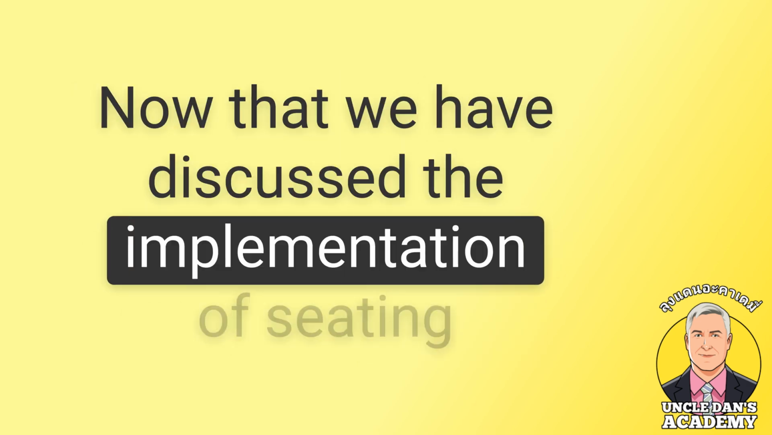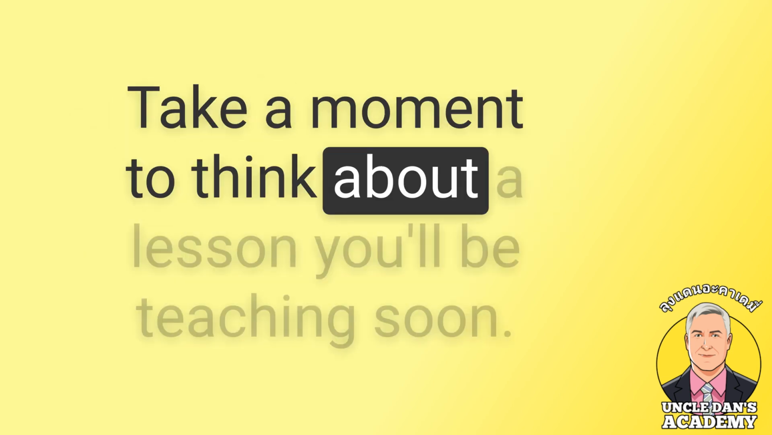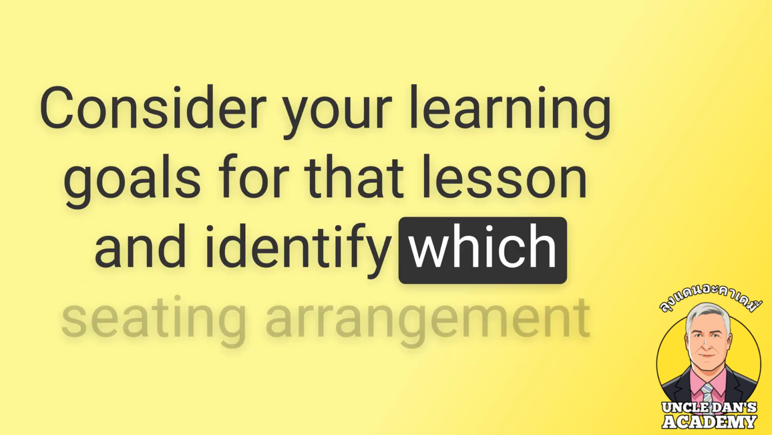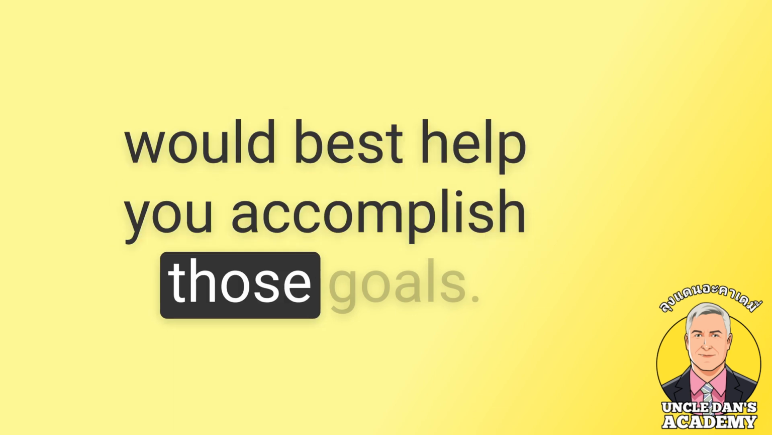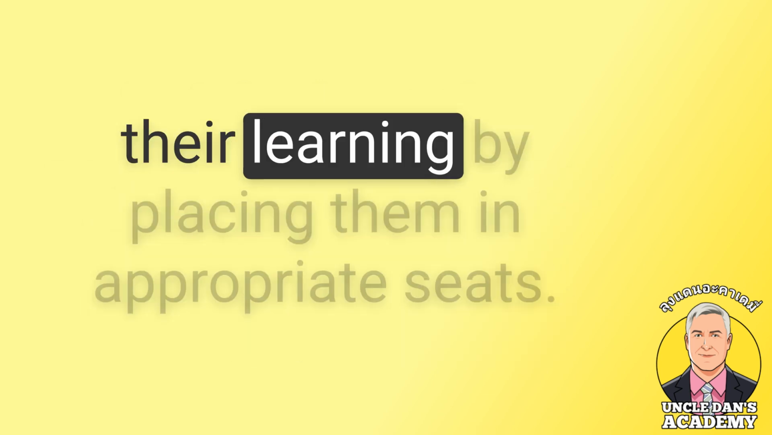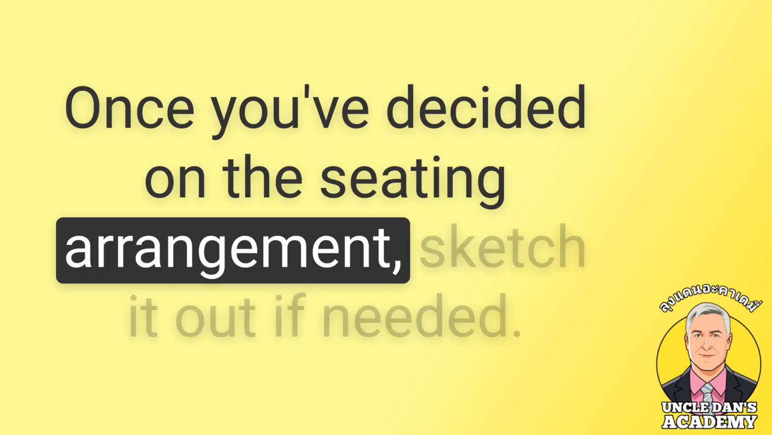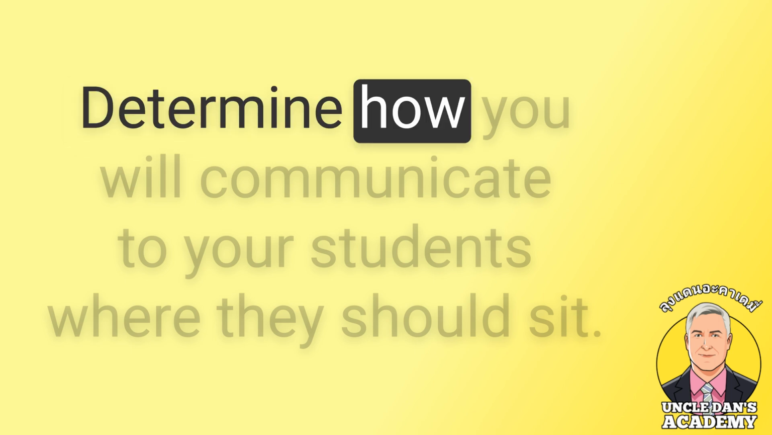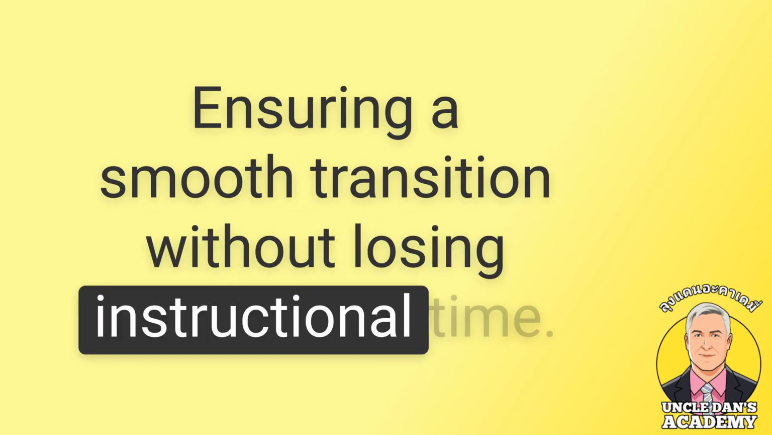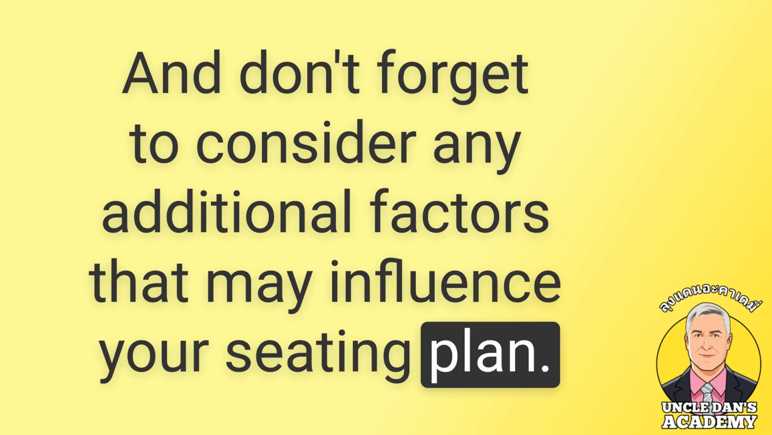Now that we have discussed the implementation of seating arrangements, let's put our knowledge into action. Take a moment to think about a lesson you'll be teaching soon. Consider your learning goals for that lesson and identify which seating arrangement would best help you accomplish those goals. Think about the specific needs of your students and how you can maximize their learning by placing them in appropriate seats. Once you've decided on the seating arrangement, sketch it out if needed. Determine how you will communicate to your students where they should sit, ensuring a smooth transition without losing instructional time. And don't forget to consider any additional factors that may influence your seating plan.